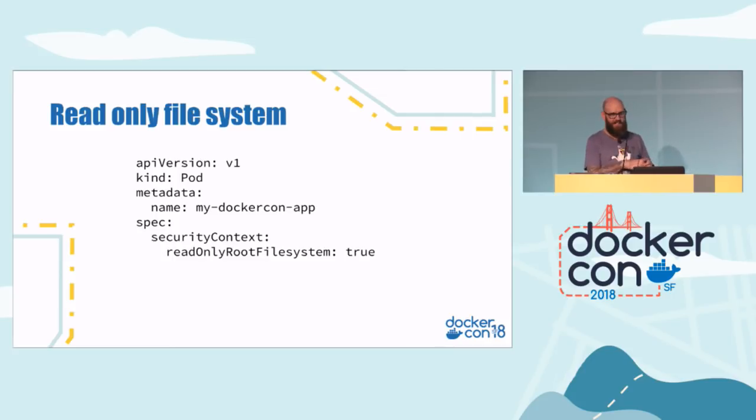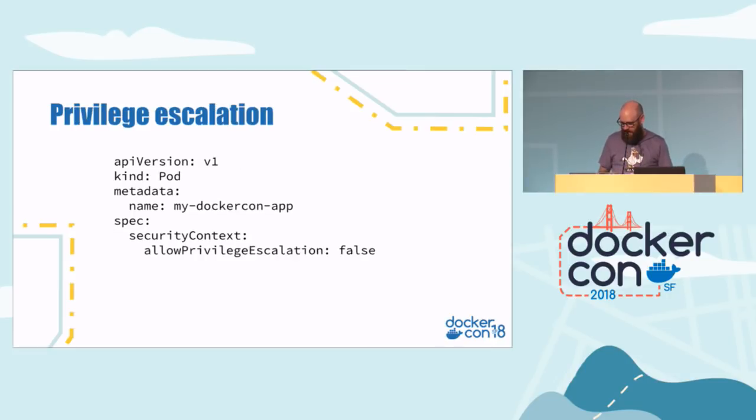In that CD process, you could start looking at the YAML files and making sure that they've got these sorts of things involved in them. If they don't, you could break the build and send a Slack message to the developer and say, hey, your security context is wrong. That's the sort of stuff I would be looking at doing if I was working on that.